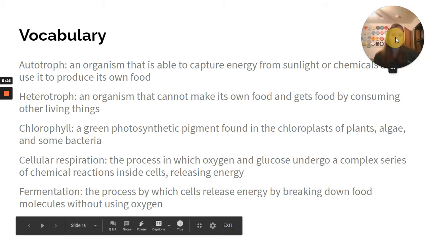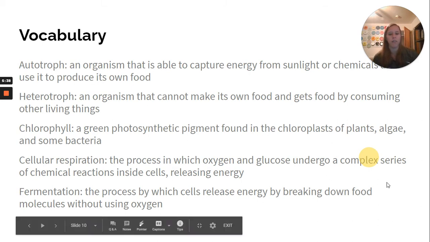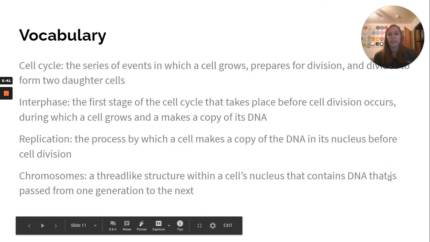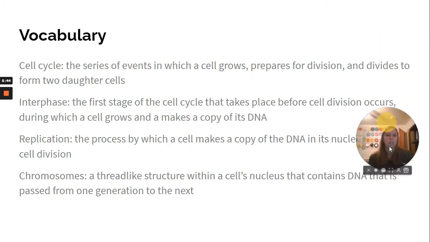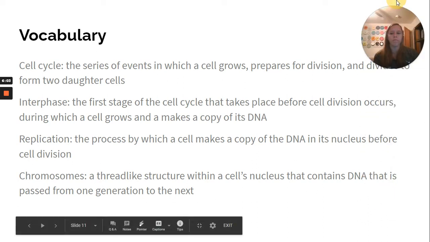Cellular respiration is the process in which oxygen and glucose undergo a complex series of chemical reactions inside cells, releasing energy. Fermentation is the process by which cells release energy by breaking down food molecules without using oxygen. Cell cycle is the series of events in which a cell grows, prepares for division, and divides to form two daughter cells. Interphase is the first stage of the cell cycle that takes place before cell division occurs, during which a cell grows and makes a copy of its DNA. Replication is the process by which a cell makes a copy of the DNA in its nucleus before cell division.